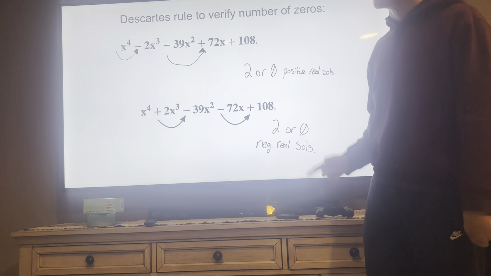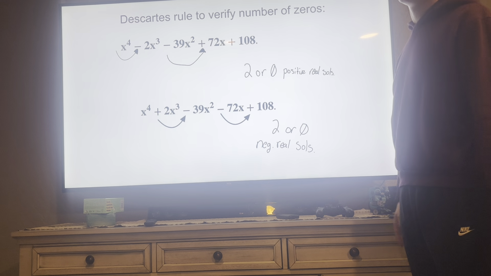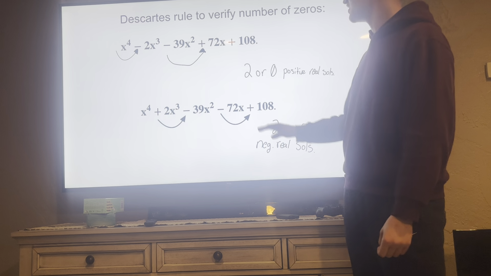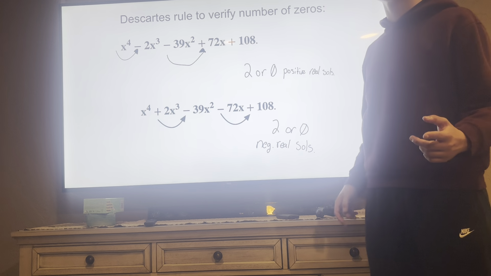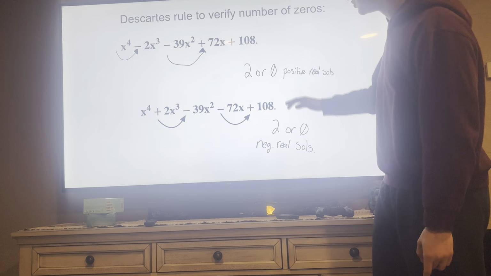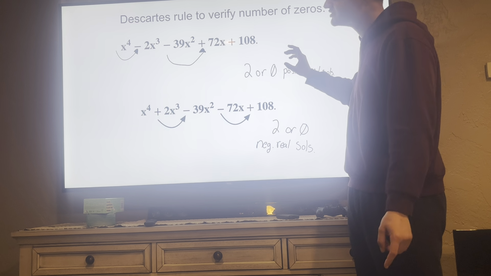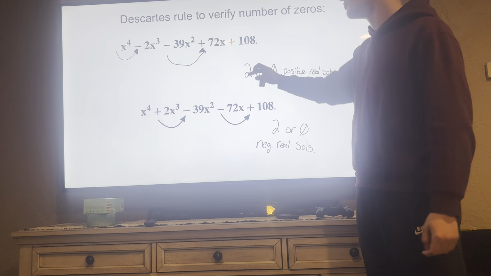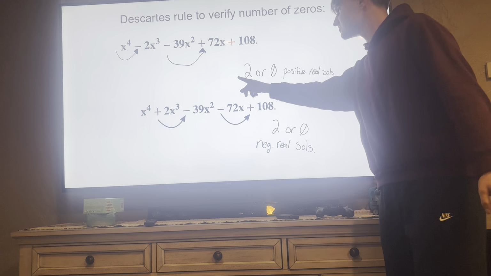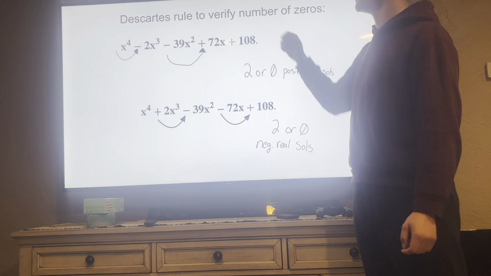No. We have to take into account imaginary solutions. And as we know, imaginaries come in pairs. So what you do is you take the number that you found originally and you subtract 2. So 2 minus 2 is 0. So it can be 2 or 0. Because there is a possibility that there is an imaginary solution and no positives. But in this case, we know there is, because we have the zeros. So the answer is 2 or 0 possible real positive solutions using Descartes' rule.